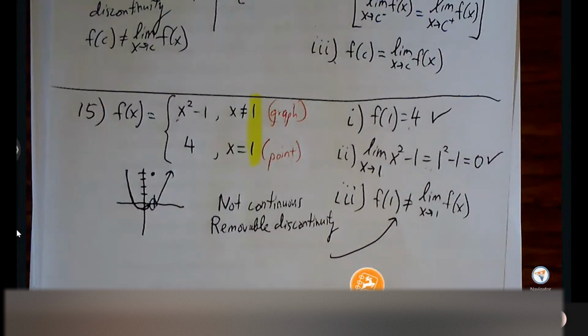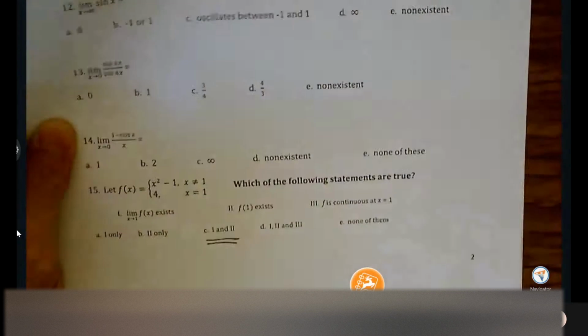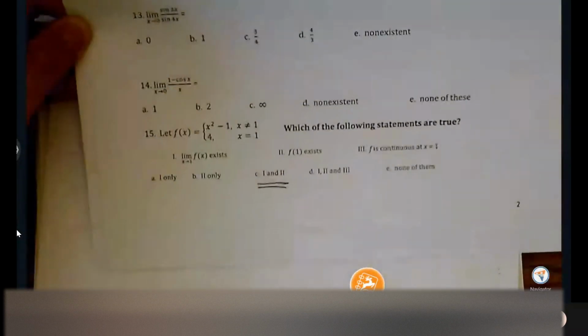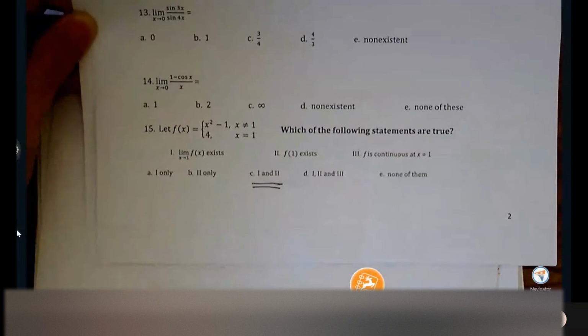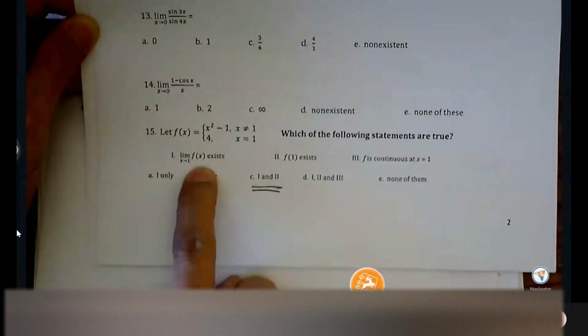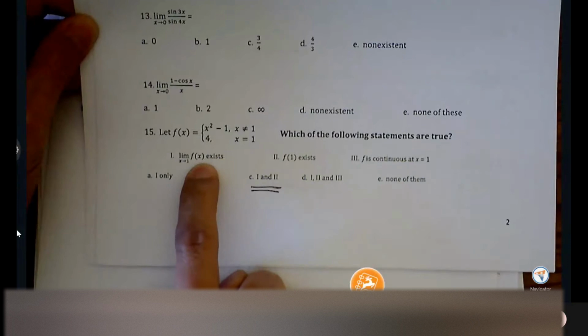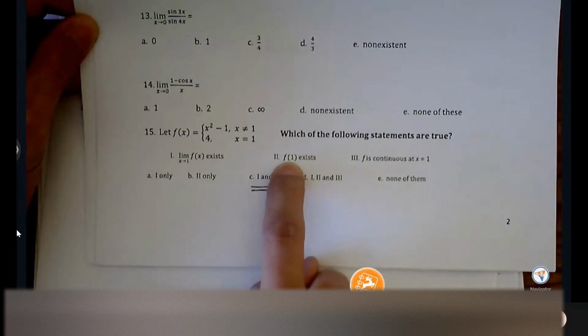So now, based off of that, we should be able to make our conclusion as to our answer for number 15. So 15 says, which of the following are true? The limit exists. Yes, that's the second condition. We made that. That's definitely true. The point exists. That's also true.